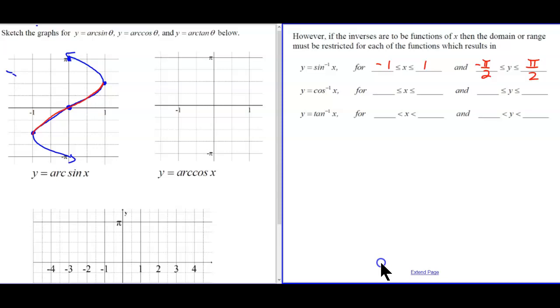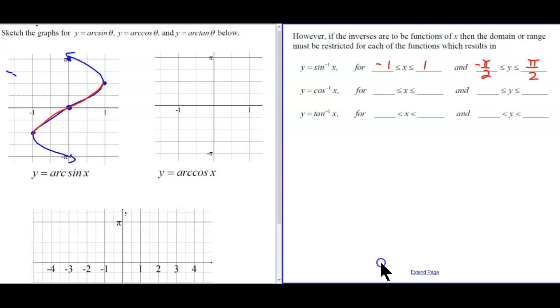So that's what we call a convention. That's what mathematicians have decided as the definition. It could be any part giving you a function, but what you need to use to keep it a function in all cases is between negative 1 and positive 1 for x, negative pi over 2 to positive pi over 2 for y. So think about it as being around the origin.